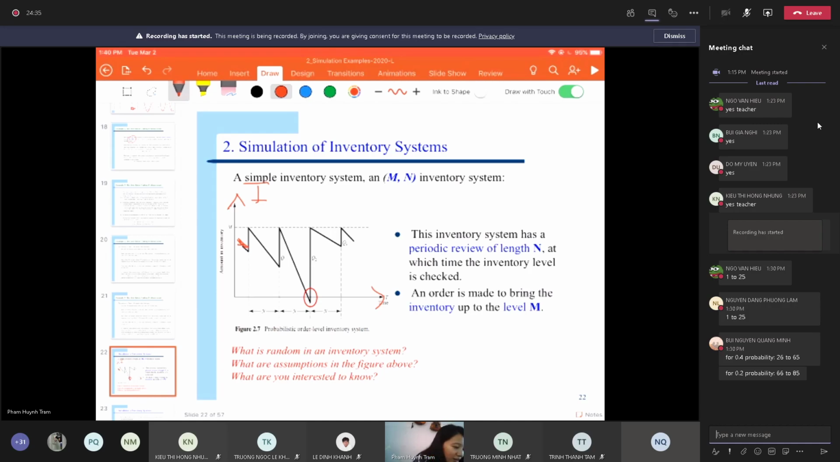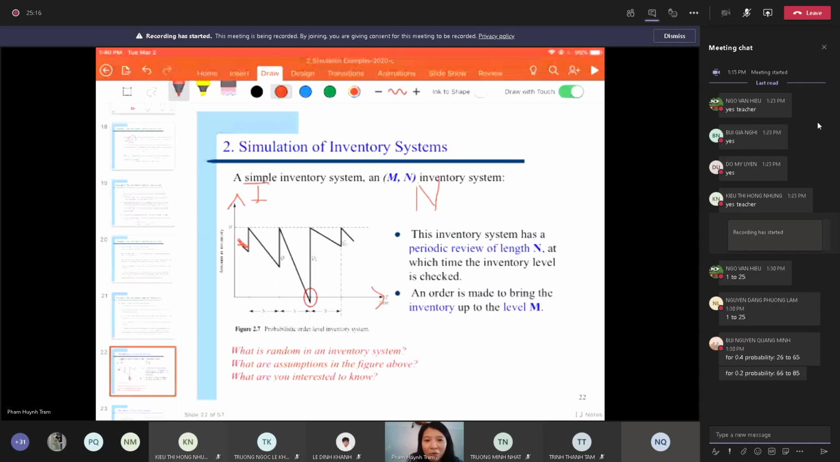That's what we assume. Now in this picture, we assume that we will review our inventory level every n days. It's good to monitor our inventory level continuously, but in some systems it's impossible because we have many things to do. So we cannot continuously monitor the inventory level.